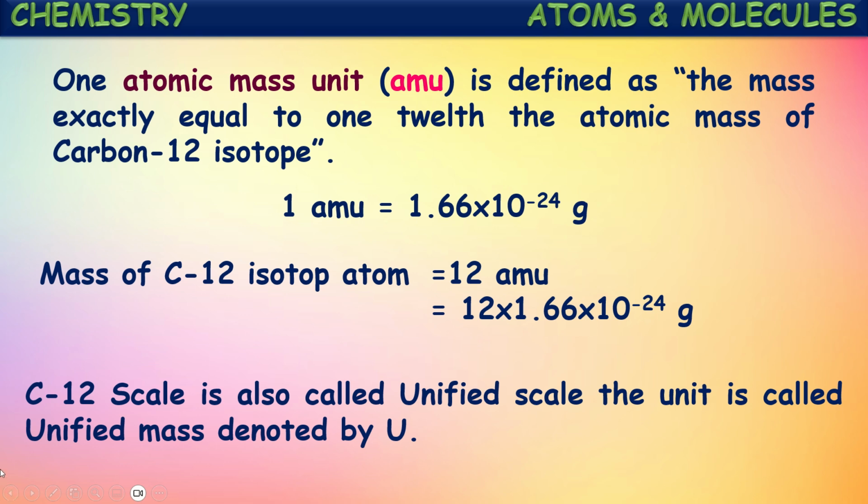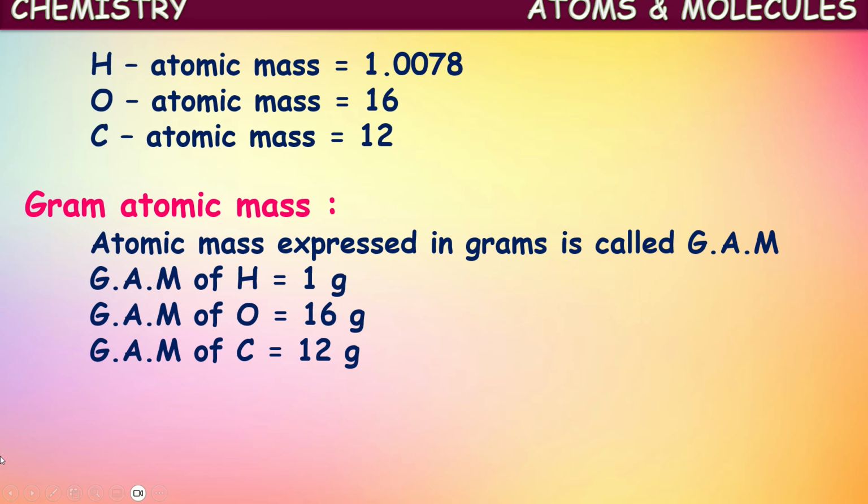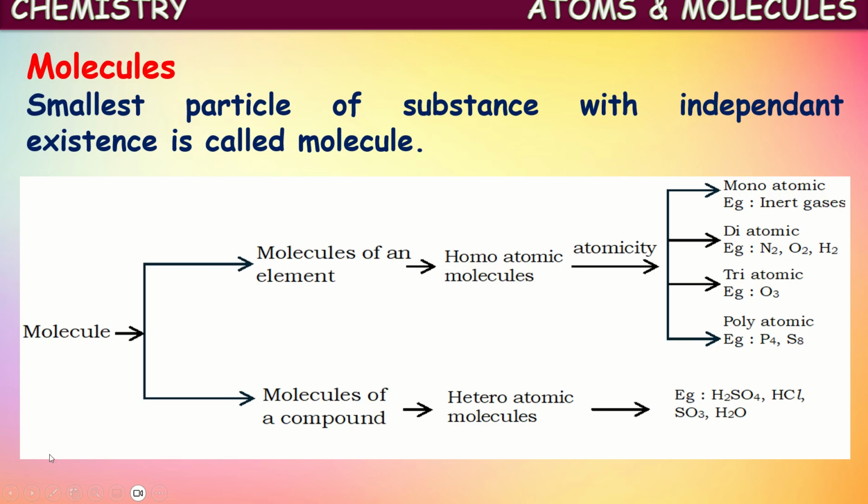And next, here examples are given of the atomic mass of some atoms. Hydrogen atomic mass is 1.0078 AMU, oxygen is 16 AMU, and carbon atomic mass is 12 AMU. This is also expressed in grams, and that is called gram atomic mass. If the atomic mass is expressed in grams, that is called gram atomic mass. Instead of AMU, we write G, meaning grams. Hydrogen 1 gram, oxygen 16 grams, carbon 12 grams, like that.